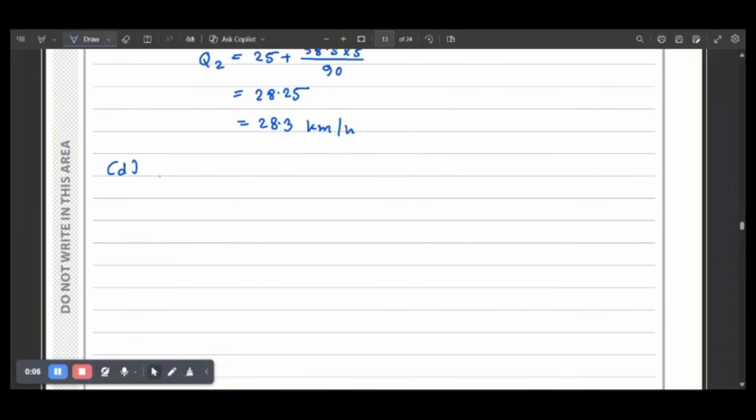Now to find the upper quartile, we'll use the same technique of linear interpolation. First of all, we have to find out in which class our upper quartile lies. For that, we have to find the position of the upper quartile, the frequency at which the upper quartile occurs.